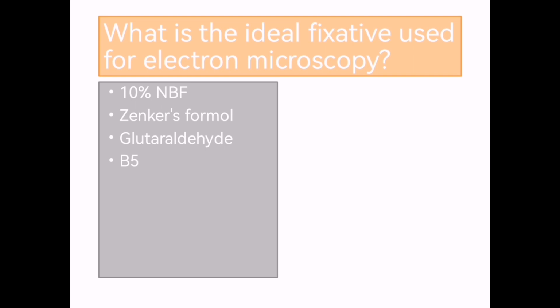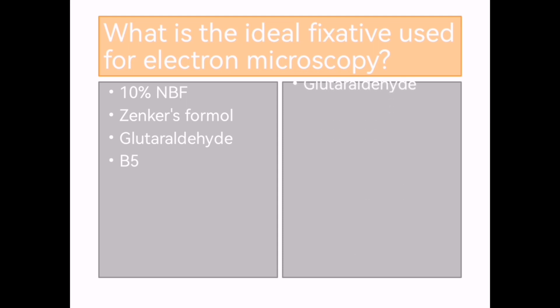So next, what is the ideal fixative used for electron microscopy? Ano ang ideal fixative sa electron microscopy? A. 10% NBF or neutral buffered formalin. B. Zenker's formol. C. Glutaraldehyde. Or D. B5. The answer here is glutaraldehyde. So 10% NBF, remember, is the most common fixative used in histopath.